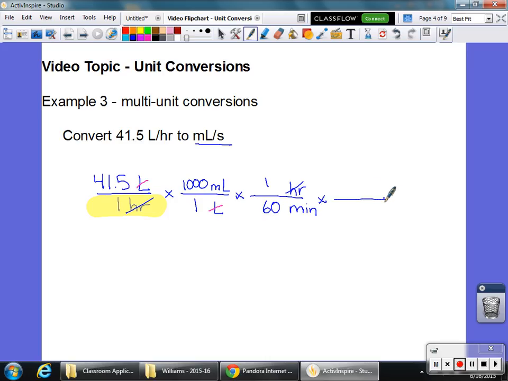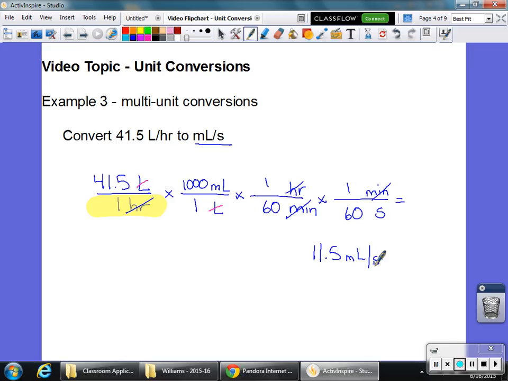So we need minutes to go in our numerator, and seconds will go in our denominator. Minutes will cancel, and we know that in 1 minute there are 60 seconds. What you will notice this time is that you will have to both multiply and divide to get the answer that you are looking for. 41.5 liters times 1,000 milliliters divided by 60 minutes divided by 60 seconds. And when you do that, you get an answer of 11.5 milliliters per second. I would suggest that you try that problem on your calculator just to make sure that you agree with my answer as we're going forward.